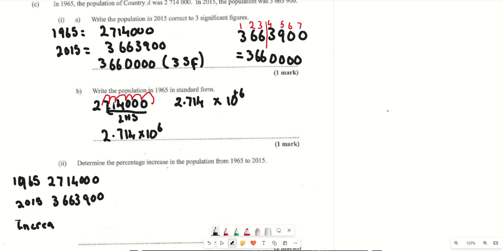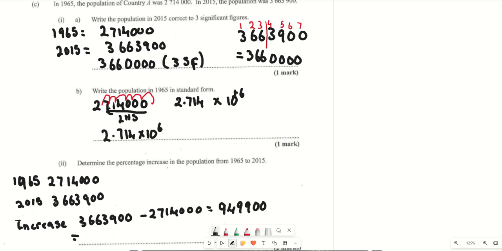So how much did it increase by? Your increase would be a larger number, 3,663,900 minus 2,714,000. Let's subtract it: 3,663,900 minus 2714 and 3 zeros. When you subtract this, you will see that your increase would be 949,900. This is how much it increased by.